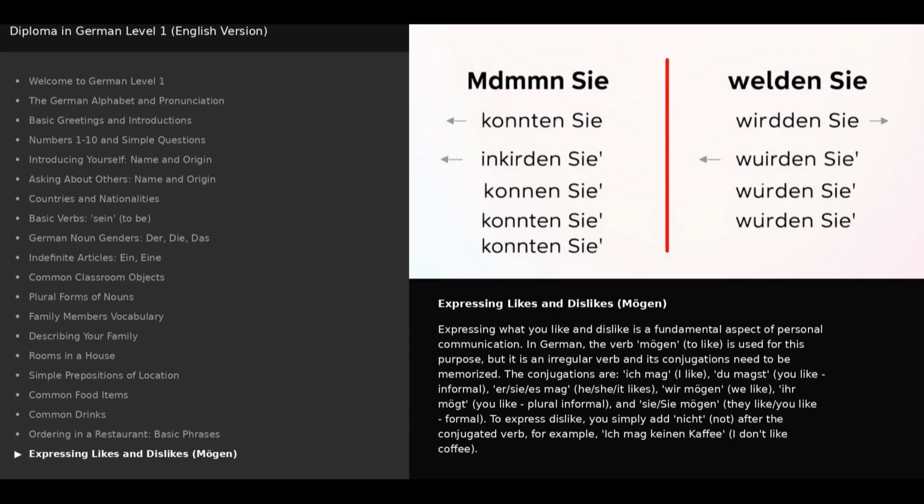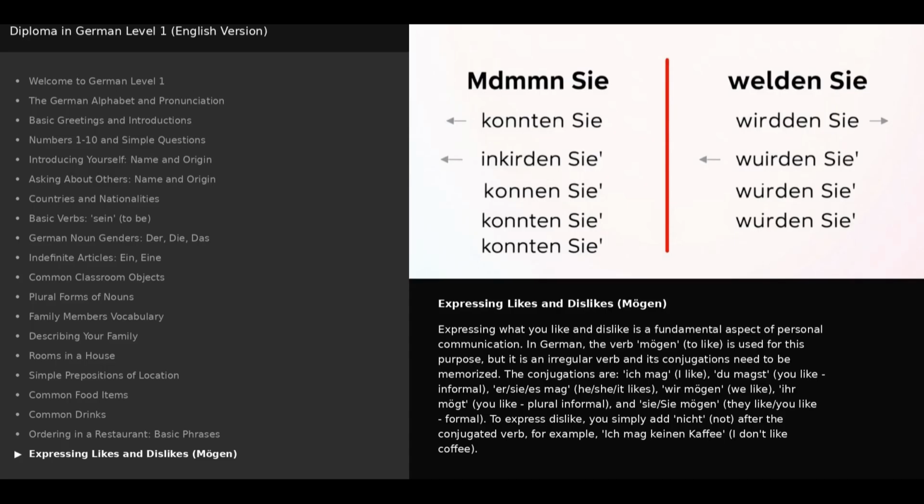In German, the verb mögen, to like, is used for this purpose, but it is an irregular verb and its conjugations need to be memorized. The conjugations are Ich mag, I like, du magst, you like, informal, sie mag, he she it likes, wir mögen, we like, ihr mögt, you like, plural informal, and sie mögen, they like, you like, formal.